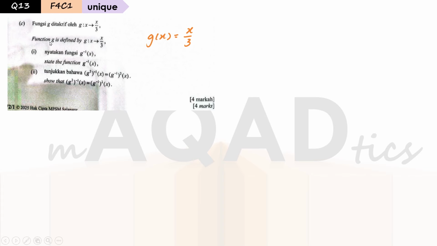For part C, we have a new function, which is function g, and it is x over 3. So now in part 1, we need to state the function of inverse of g. Alright, so how are we going to inverse this function here?